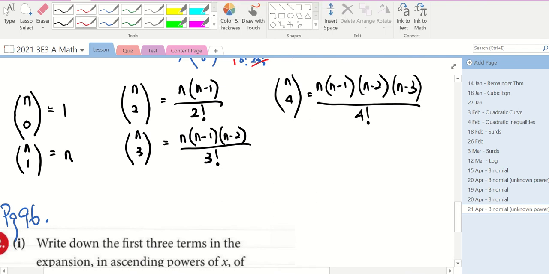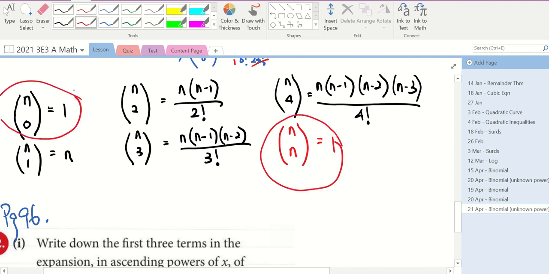So you must know how to use this if you cannot press the calculator. I will show you an example of how you cannot press the calculator. But last one, n choose n is also equal to, make a guess, 1, because this one and this one are the same. That's all.